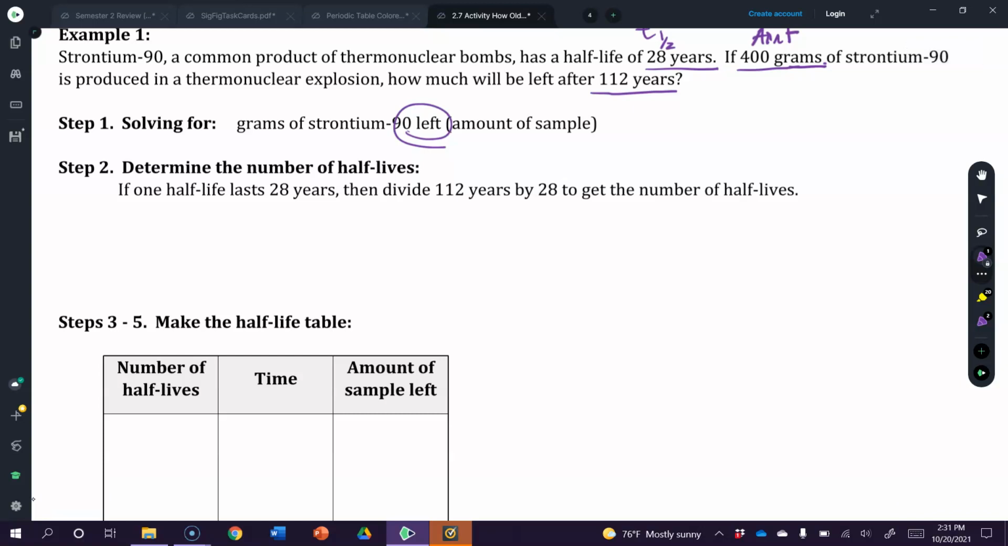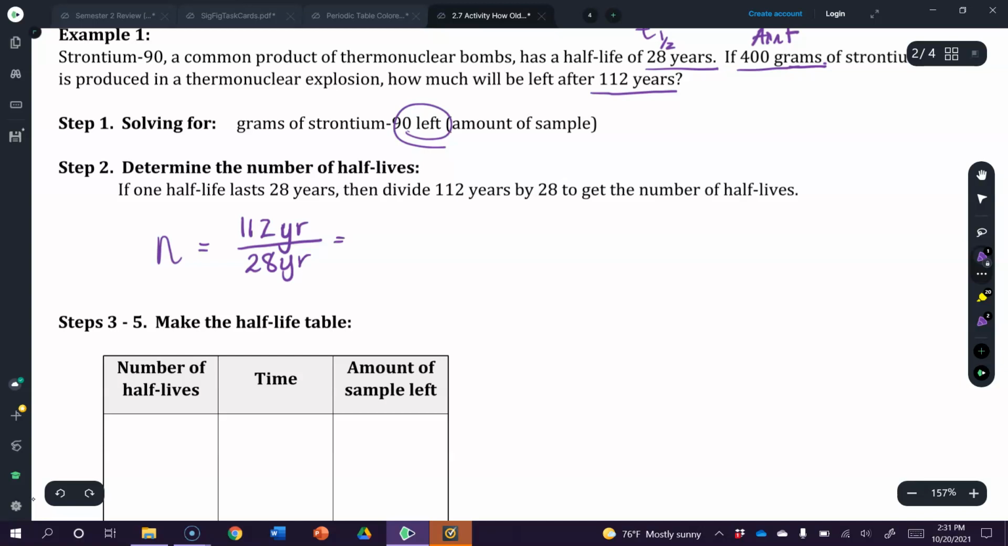The second step is to determine the number of half-lives. So the number of half-lives is going to be the total time, so 112 years, and you're going to divide by how long each half-life is, so 28 years. When you do that math, you will see that this is 4 half-lives.